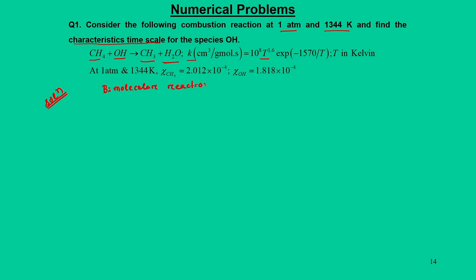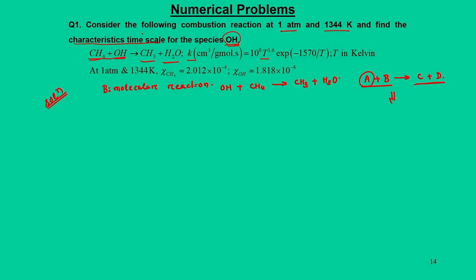Because we have two species, CH4 and OH. And what has been asked for? Characteristic time scale for OH. So, basically when we are finding the characteristic time scale for OH, we have to rewrite the equation keeping OH first. So, we will write this expression OH plus CH4 gives rise to CH3 plus H2O. This refers to the fact A plus B gives rise to C plus D, and for this in generic terms we are looking at the characteristic time scale for A.